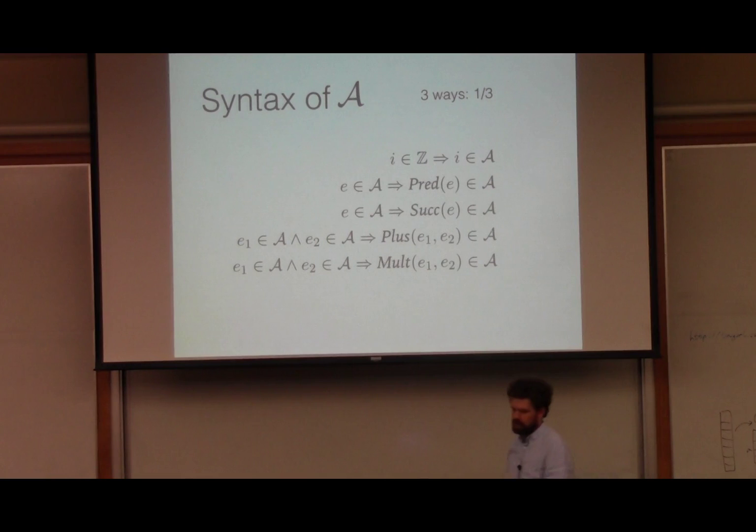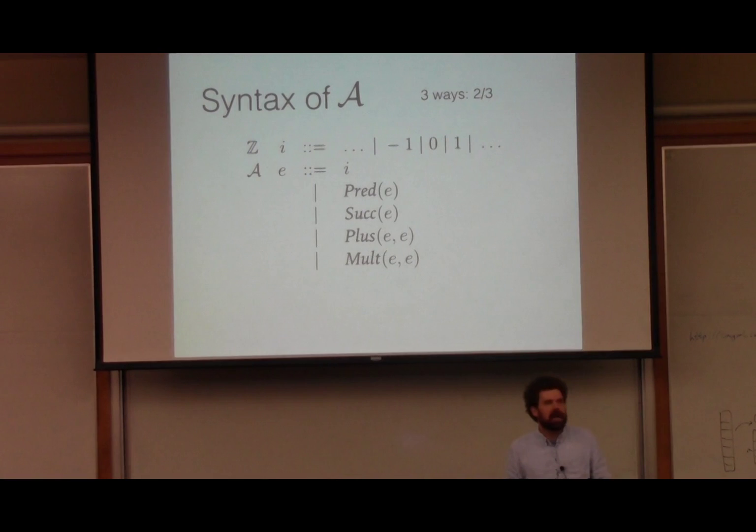Then we get to the inductive cases. So if you have an expression E that's in the set A, then if you take the constructor pred and apply it to E, that is also in the set. And then we talk about the smallest set satisfying these constraints here. Okay. More likely what you're going to see is a grammar, which is defining exactly the same set. Like we're defining the non-terminal E here as being either an integer or pred of E or suck of E and so on. Okay.